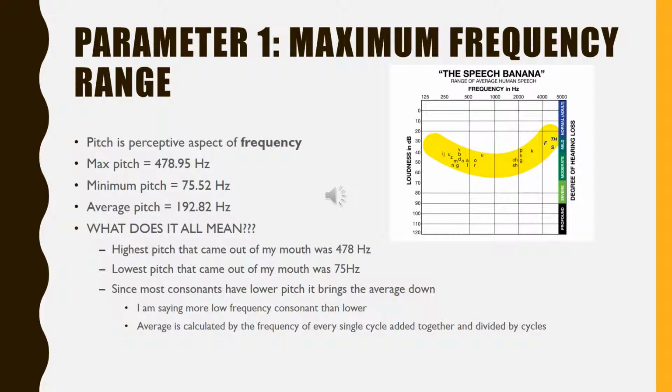So what does that all mean exactly? Well, the highest pitch that came out of my mouth was 478 hertz, and the lowest pitch that came out of my mouth was 75 hertz. Since most consonants have a lower pitch, it's going to bring down that average. So you can see on the speech banana over there, most of the consonants are within that lower pitch range. So that's why you can't just add the maximum and minimum and divide by 2 to get your average. What Praat is actually doing is taking the frequency of every single cycle, adding them all together, and then dividing by the number of cycles.